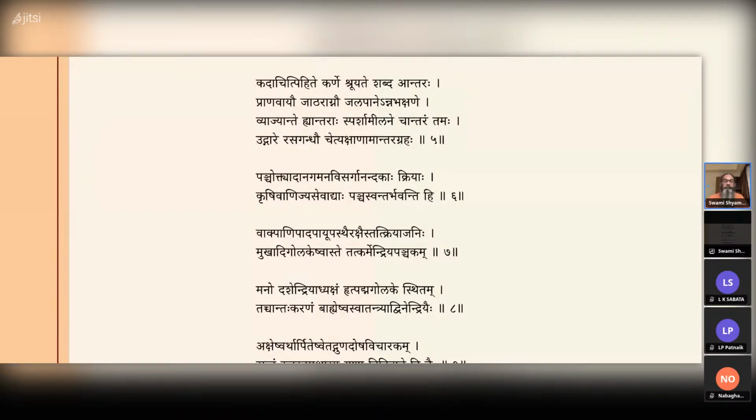So to start with, the first one is Vak. Vagendriya. Then you have the 5 jnanendriyas, that is Shrotra and Twak and Chakshu. And then what else you have? After Chakshu you have Rasanendriya and Ghranendriya. These are the 5 jnanendriyas.